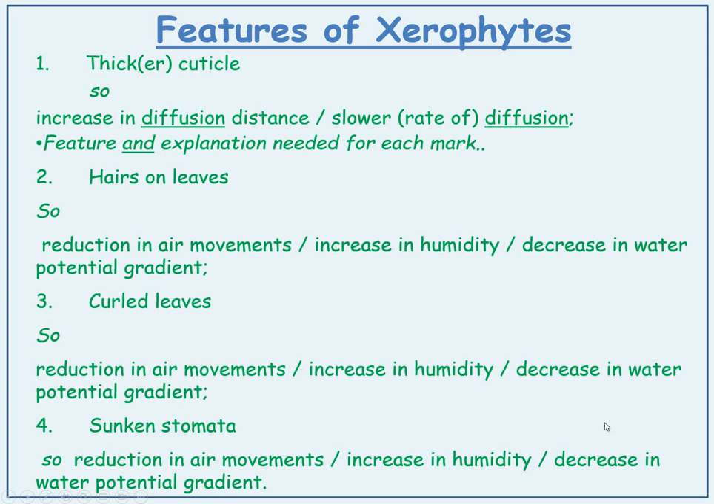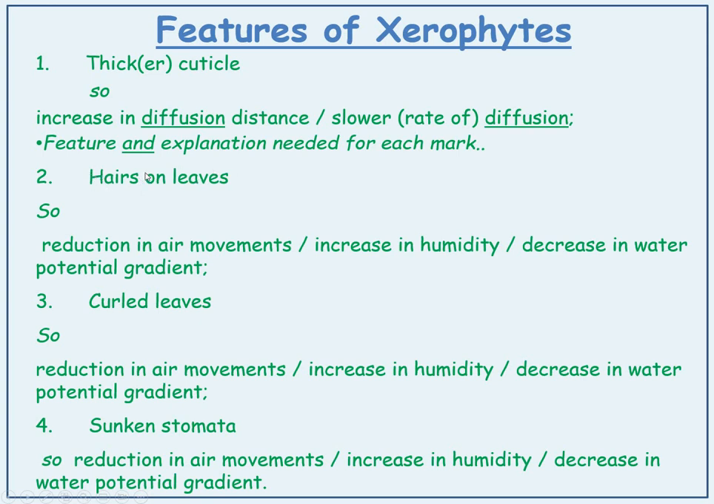Curled leaves, which can decrease the water potential gradient. Sunken stomata, which can decrease the water potential gradient. Basically, if in doubt, for these three, just say what the feature is and that it decreases the water potential gradient. You can also say things like, the hairs on the leaves reduce air movement, increase humidity. Curled leaves, reduced air movement, increased humidity. Sunken stomata, reduced air movement, increased humidity.